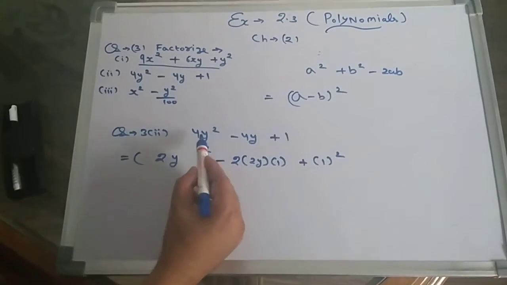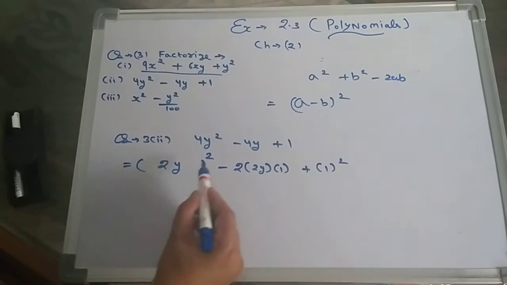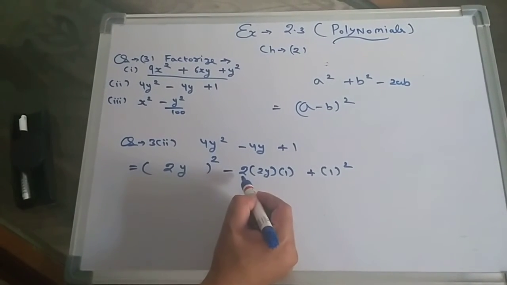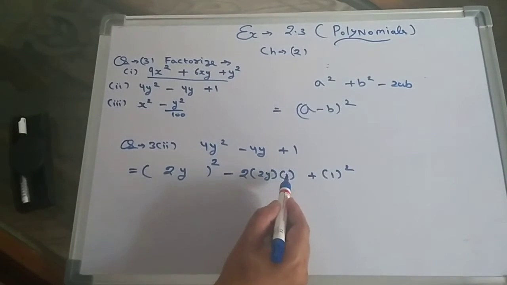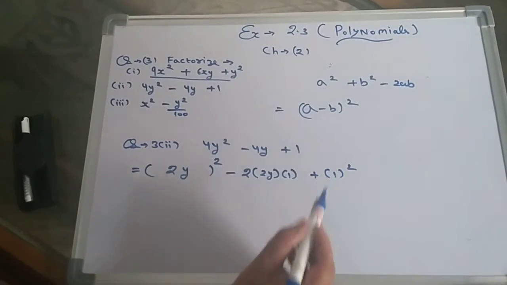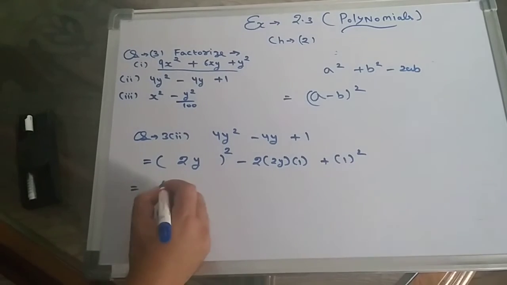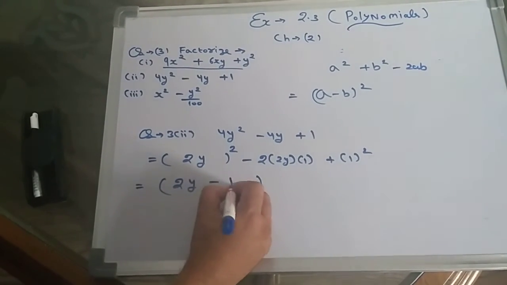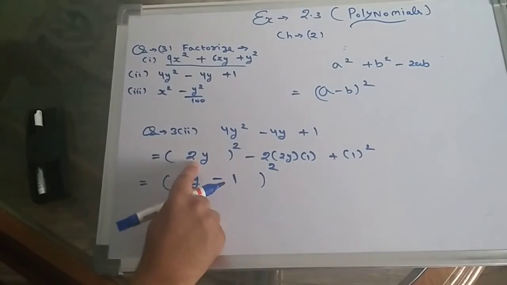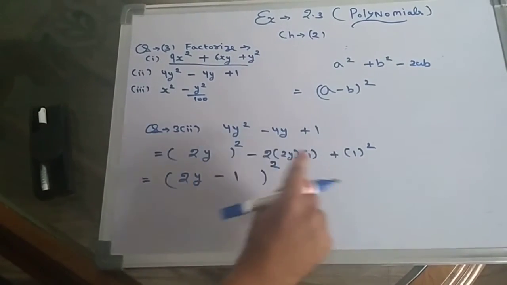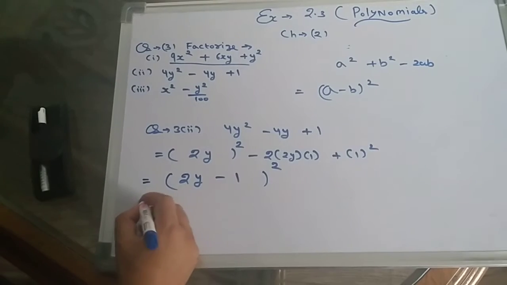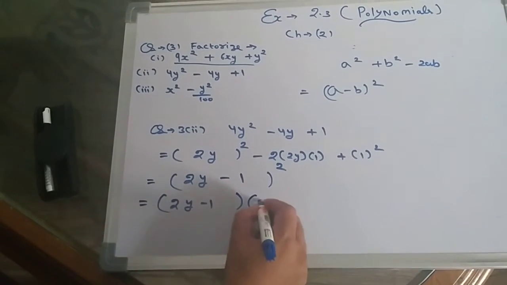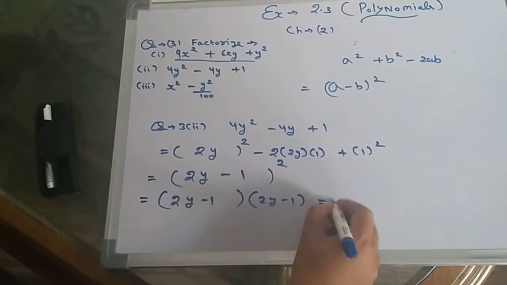I can explain it again. 4y square is written as (2y) whole square, minus 4y can be written as minus 2 into 2y into 1, and 1 can be written as 1 whole square. Now this becomes the formula of (2y minus 1) whole square, a square plus b square minus 2ab. Now you can easily multiply it, (2y minus 1) (2y minus 1). These are our factors.